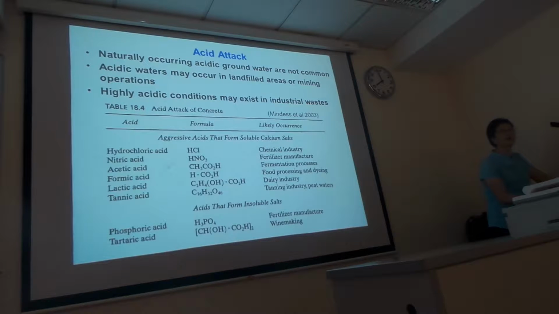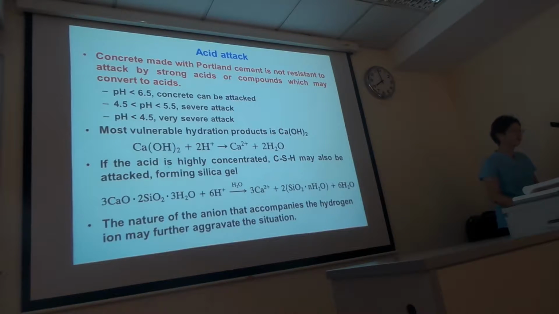Come back to this table here. What you see is that when we're dealing with this group of acids, the salt forms are soluble. Okay? When we're dealing with phosphoric acid and tartaric acid, in this situation, the salt forms are insoluble. Right? So depending on whether the salt form is soluble or insoluble, expansive, they affect the concrete on a different scale.